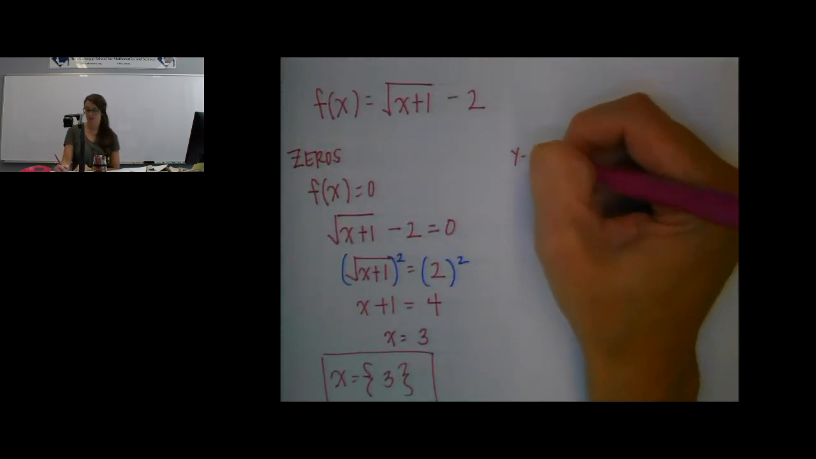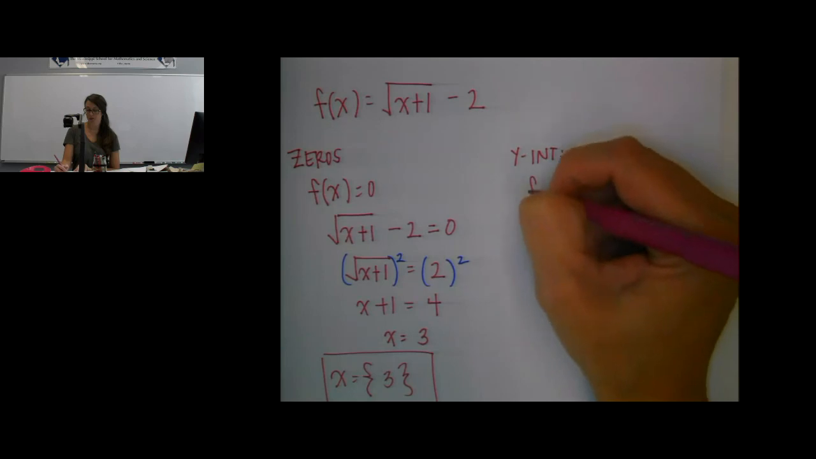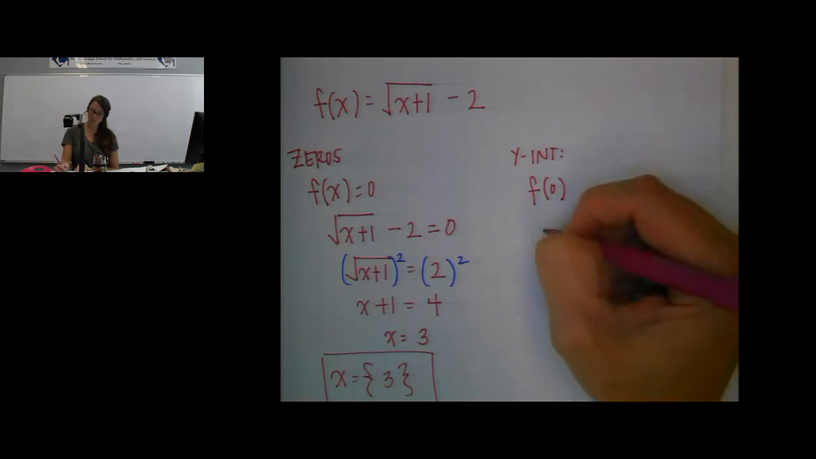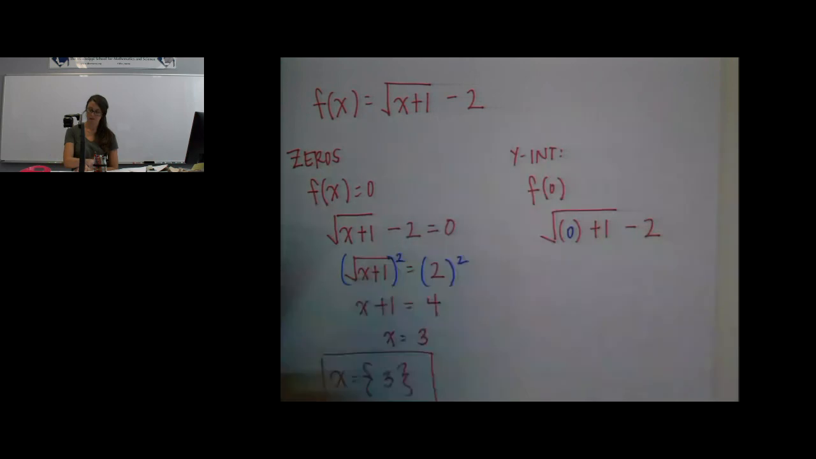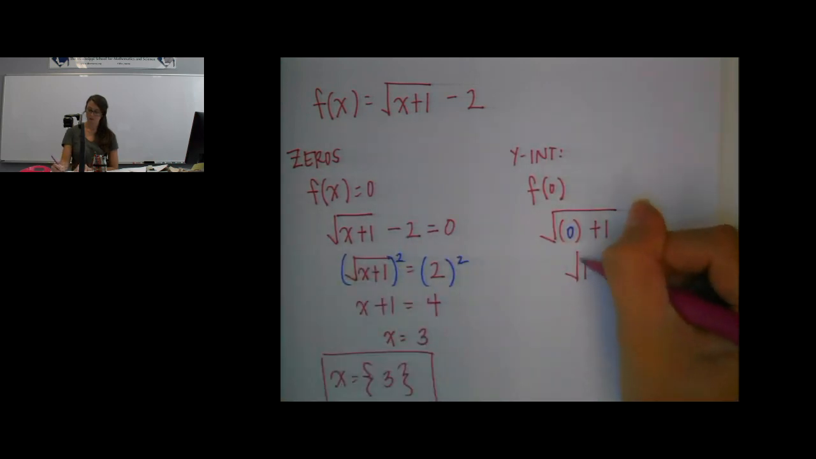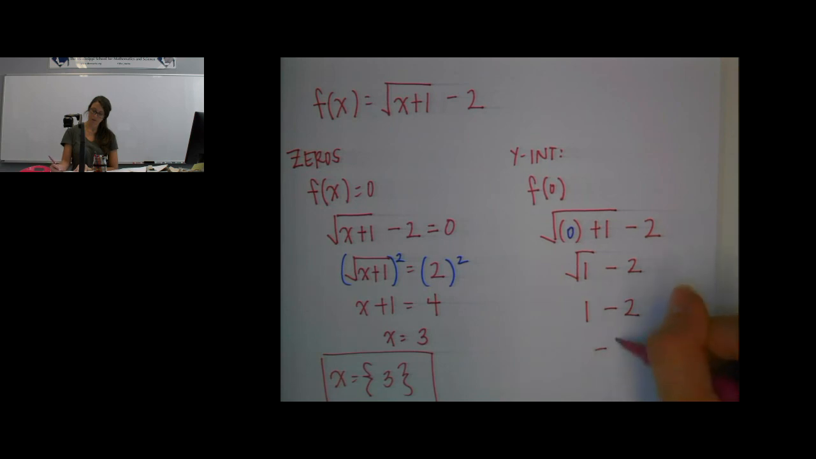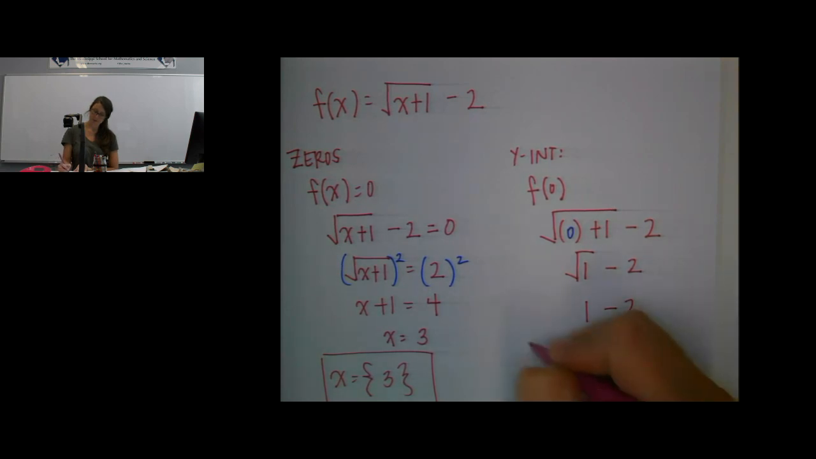And the y-intercept is where you are going to evaluate the function at 0. So we will have 0 plus 1 underneath the square root minus 2. So we'll have the square root of 1 minus 2. The square root of 1 is 1. So f of 0 is going to be equal to -1. So the y-intercept is (0, -1).